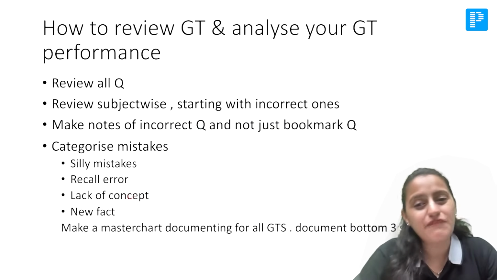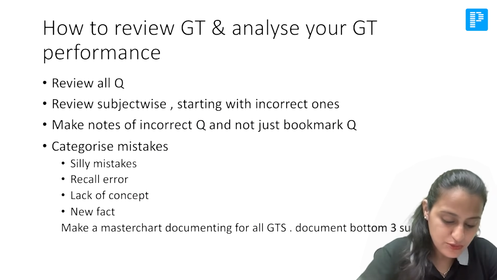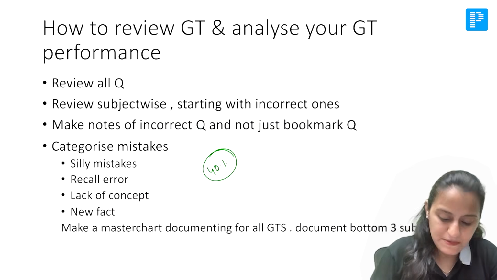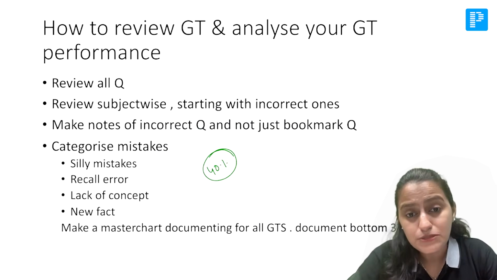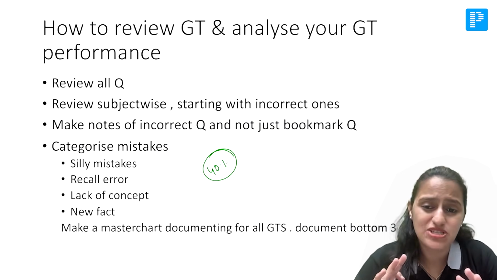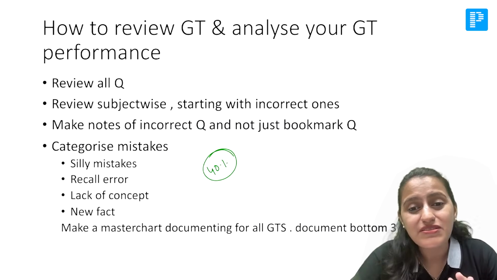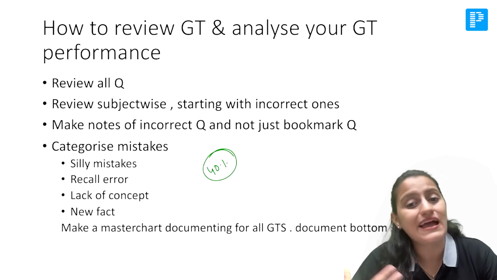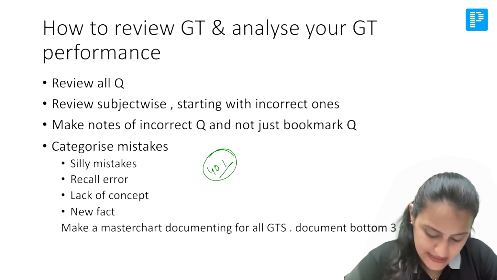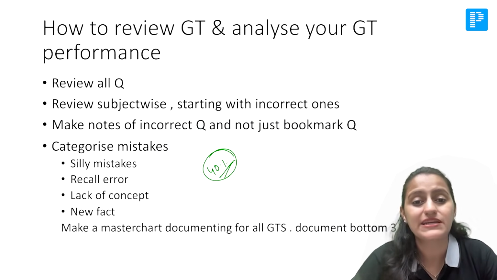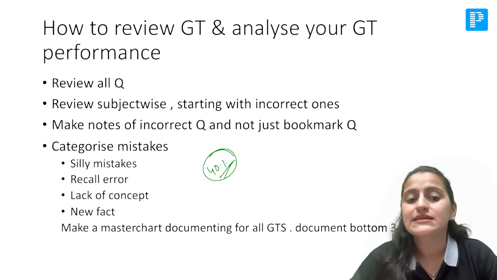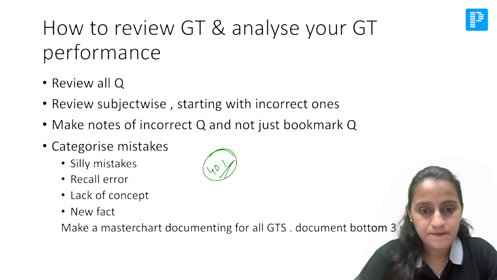If it's a new fact, and if it is a question which is made correct by at least 40% of the students, that is something that should go into your GT error book, right? Otherwise, you can just leave it there, because not everything that you would see in GT is important and needs to be remembered. So make this benchmark that if 40% of the students are making a question correct and I have made that question incorrect, then it goes into my notebook, right?